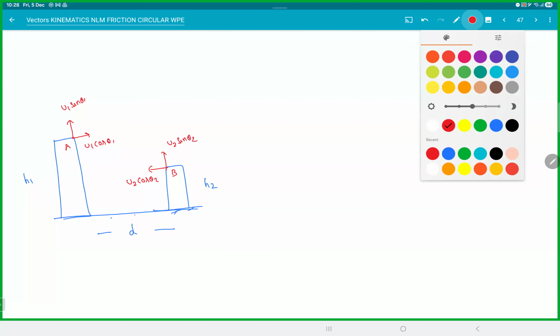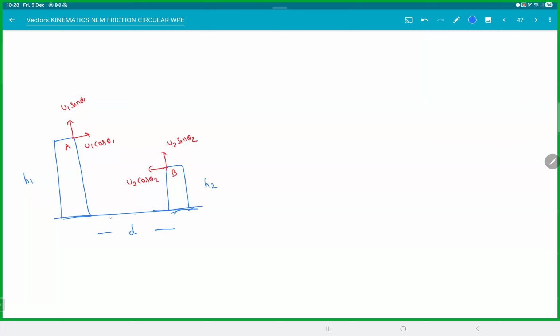So stop any one of them. Let me stop B. So if you solve the problem, stop A, with respect to A. So A will think, okay, I am at rest, relative motion. And now B will think B's velocity has become, in the vertical direction, u2 sine theta 2 minus u1 sine theta 1, and horizontally u2 cos theta 2 plus u1 cos theta 1. And A's relative is 0 because both have the same acceleration. So the path of one projectile with respect to another projectile is a straight line.